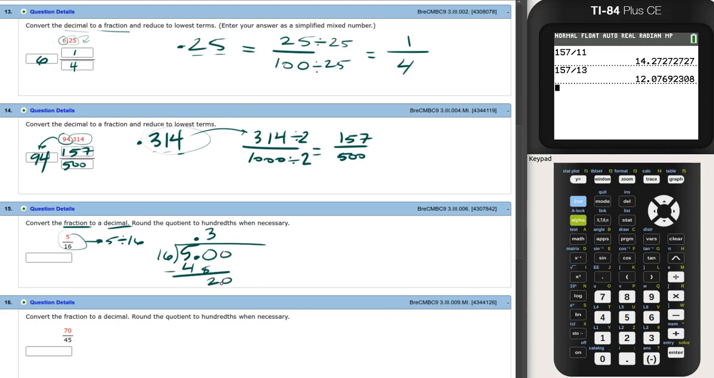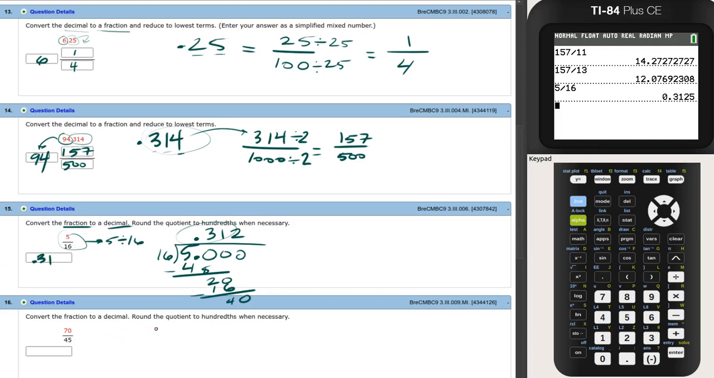We can just keep adding zeros and bringing them down. It goes into there 1 time. We're rounding the quotient to hundredths, and so we should only go one more place. 1 times 16 is 16, and then we can subtract these, get 4. And so we're going to end up, 16 goes into 40 twice. And so we should round to the hundredths place. It's getting us the 0.31. Or else we could just as easily go into here 5 divided by 16 and get our number like this.